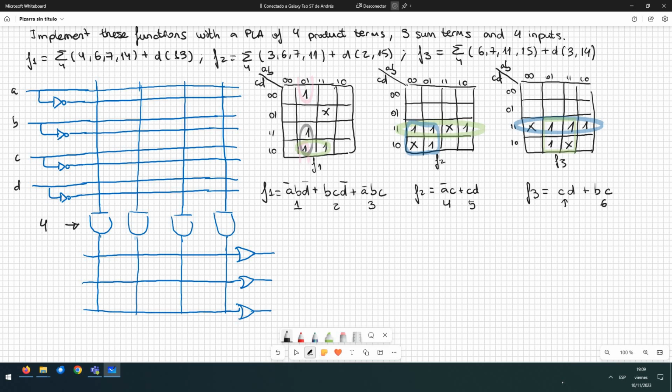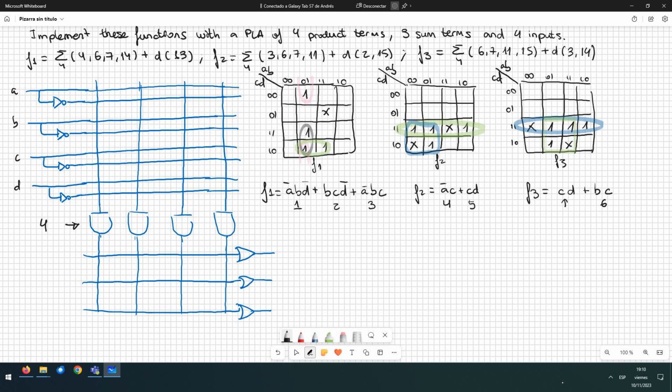Remember that I told you in class that when using PLAs or PALs, not always the minimal expression is the most appropriate. Our goal in this kind of devices, in this kind of combinational circuits, can be to find product terms that can be shared between different functions, even if they are larger than others.